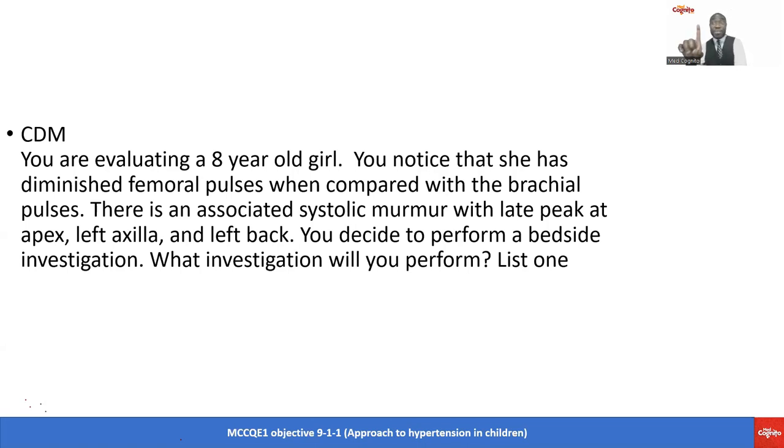List one. Now, before you continue, if I was supposed to summarize this whole case, what will I say? You are evaluating an 8-year-old girl with coarctation of the aorta. What is the next best bedside investigation you will do? So all this English, you notice that she has diminished femoral pulses when compared to the brachial pulses, the associated systolic murmur, that's all describing coarctation of the aorta. So if you want to summarize, you are evaluating an 8-year-old girl with coarctation of the aorta. What bedside test will you do?